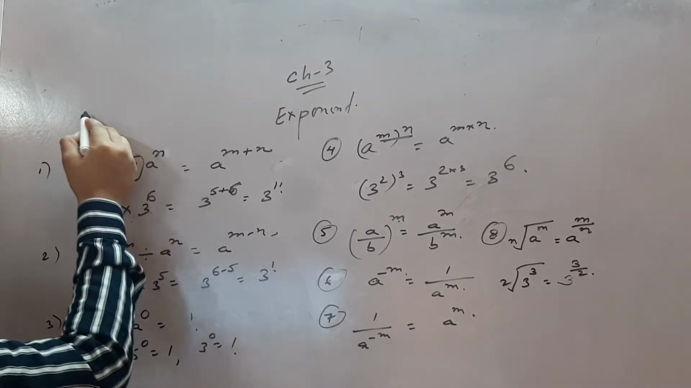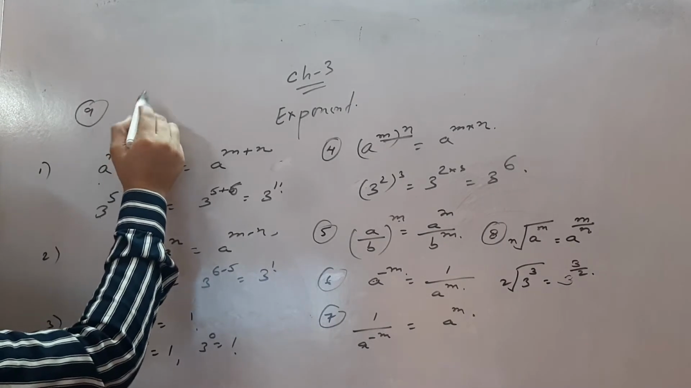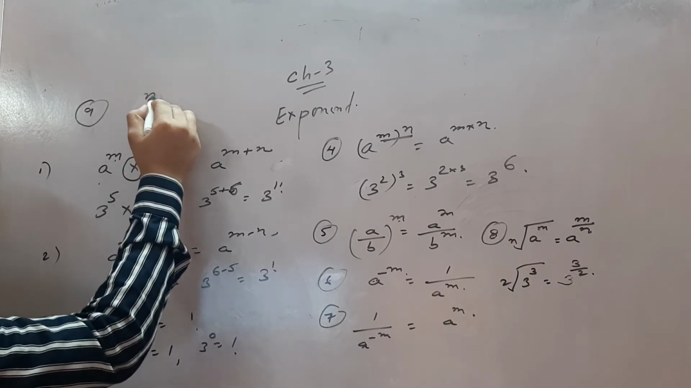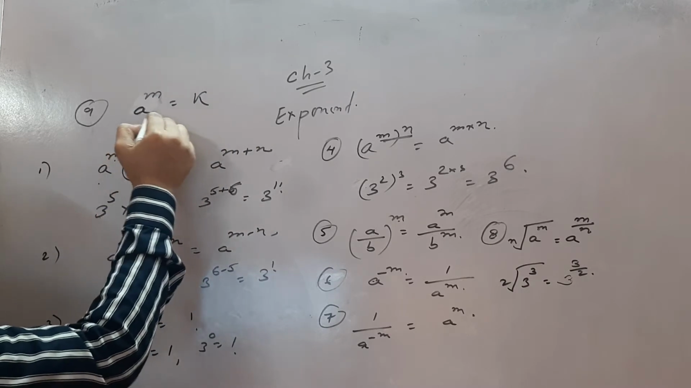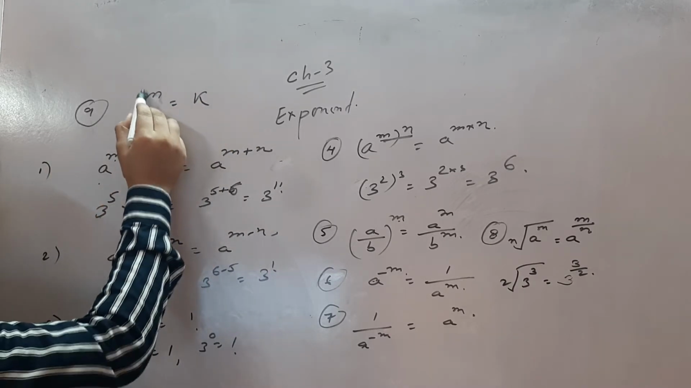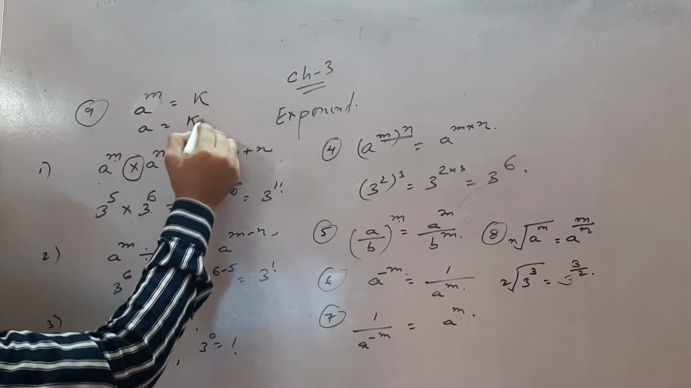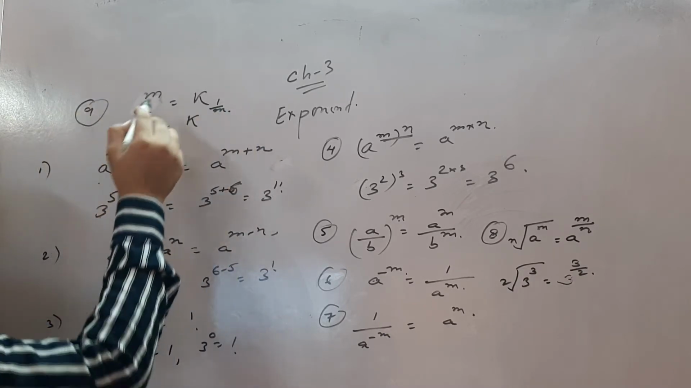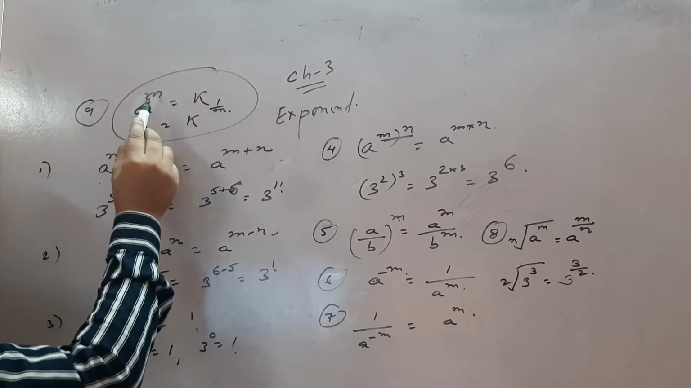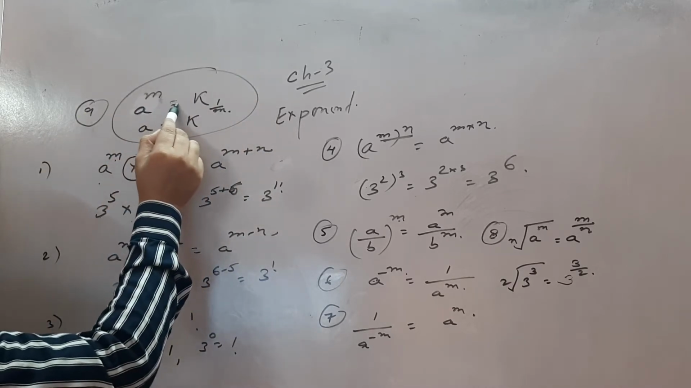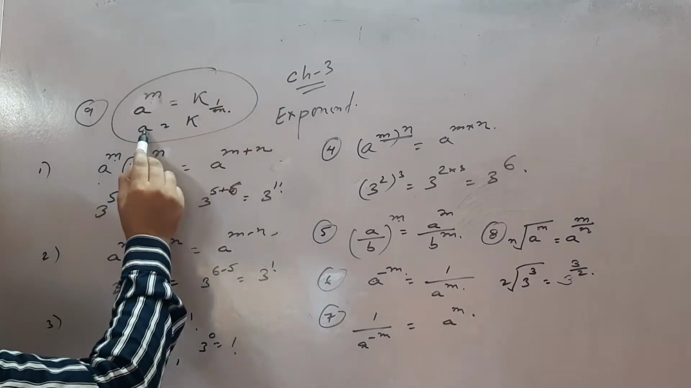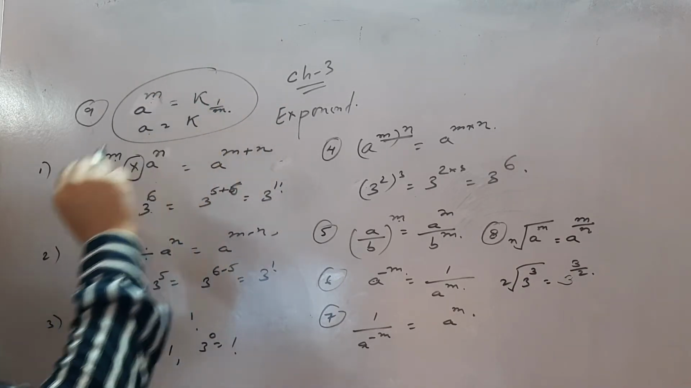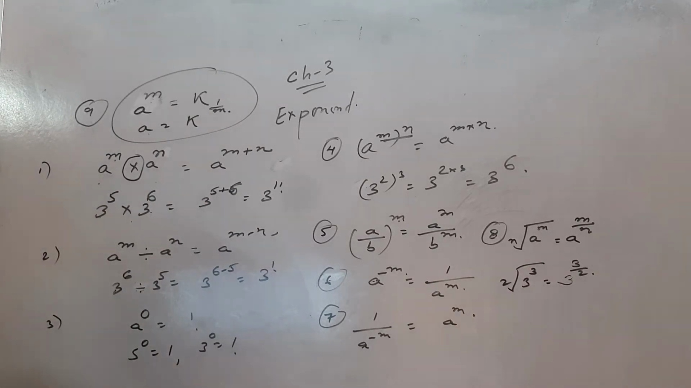The next one, number 9. Suppose a to the power m equals k. When the power is transferred from this side to the other side, it becomes k to the power 1 by m. This is a very important one, note it down. When the power transfers from one side to the other, it comes in reciprocal form, 1 upon m. So write down all the basic formulas.